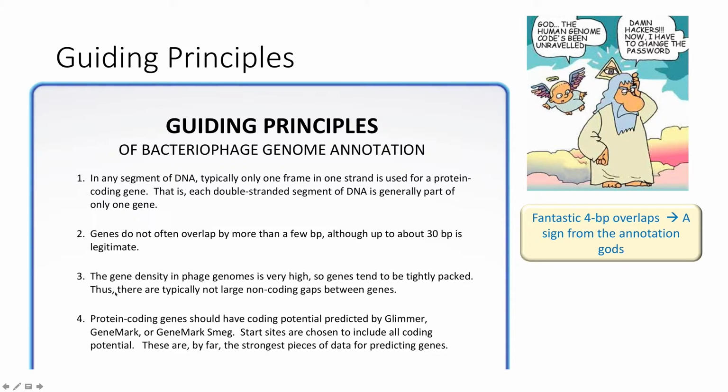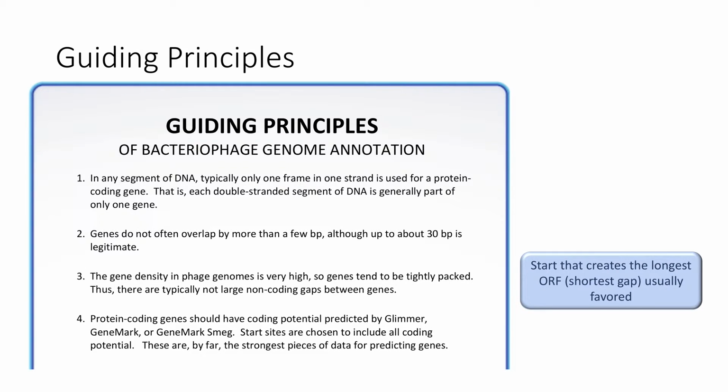The gene density in phage genomes is very high, so genes tend to be tightly packed. If there is a gap between genes, it's usually quite small. We often look for the start that gives us the longest possible open reading frame without overlapping too much, but providing the shortest gap possible. If we don't have any particular data that really points to one start or another, we will often go with the start that provides the longest open reading frame.